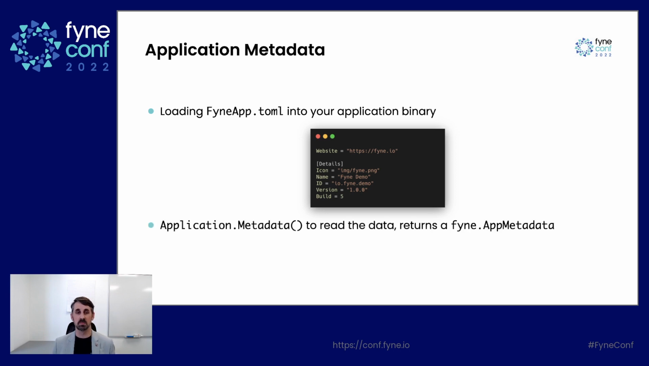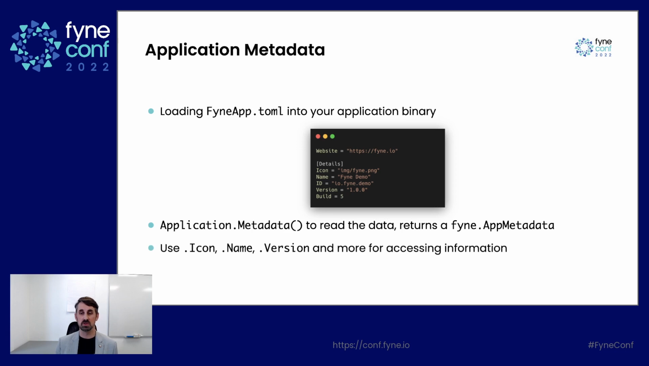And we load this at build time so that it's available through the metadata function on the application type. And that's going to return an app metadata struct, which you can then interrogate using icon, name, version, and other field access to get information. So you can use this to know and present to your user the information that your application was built with, without relying on complex parameters or build scripts.